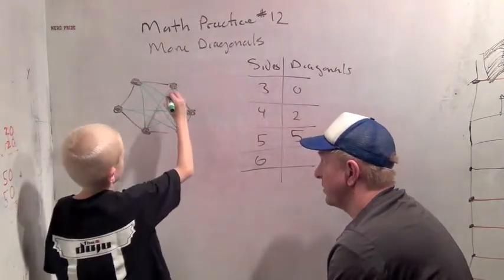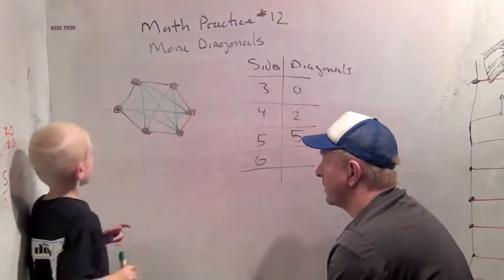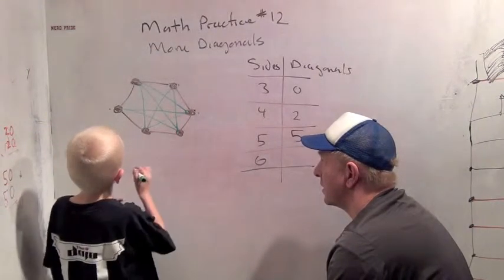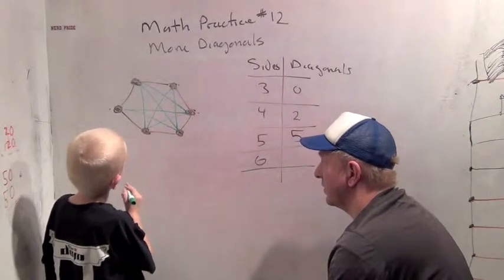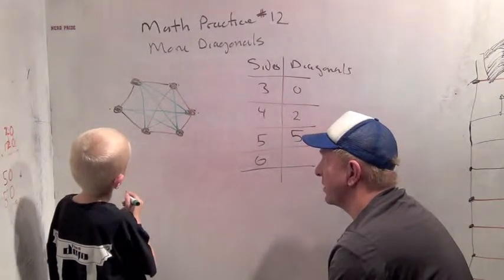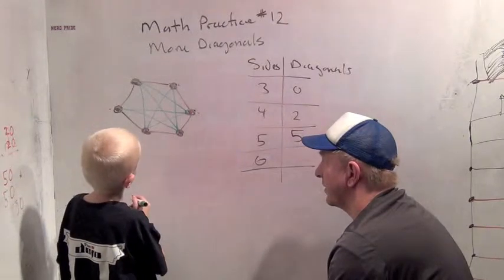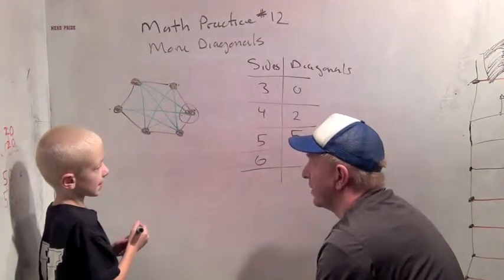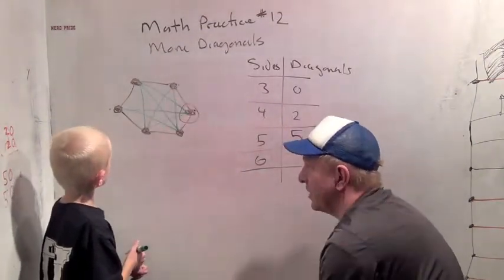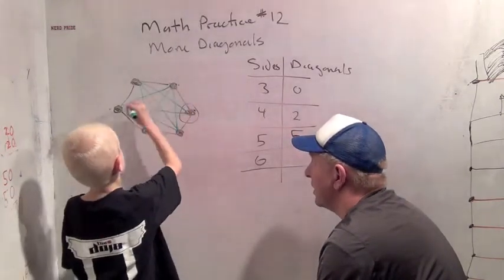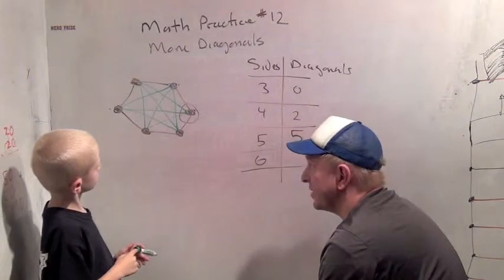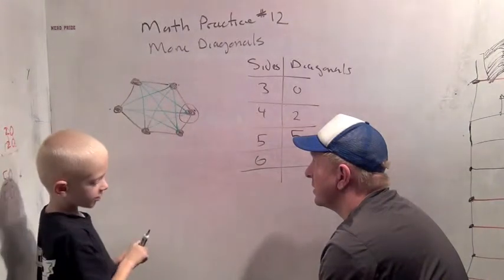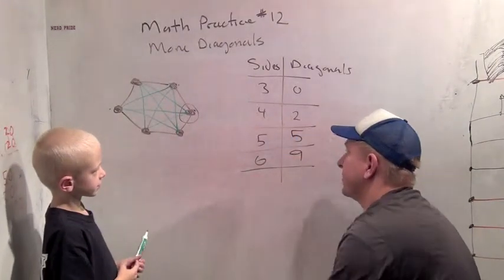Wait, which points only have 2? This one, and this one only have 2. Count real carefully. One of those has 3 already. I don't see any that have 3 already. Oh. 1, 2, 3. Okay, now the 2 that have 2, what does that mean? Which diagonal do you still have to draw? Oh yeah. Okay, awesome. So how many diagonals are there here? 3, 6, 9, 12, 15, 18 divided by 2 is 9. 9. Very interesting. Okay, good job.